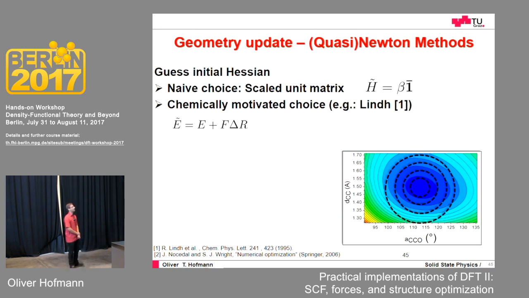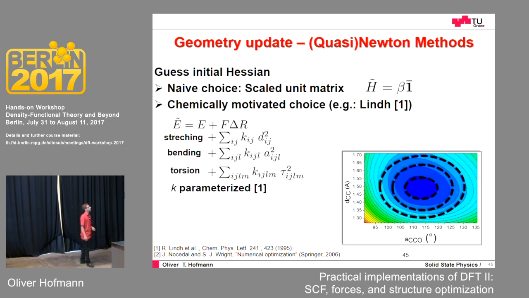We can do better than that by using what's called a Lindh matrix, for example. That's a chemically motivated choice of coordinates where the potential energy surface has some parameters for the stretching of bonds, for the bending of angles, and also for the torsion of dihedral angles, with pre-optimized parameters. In my experience, this works reasonably well.